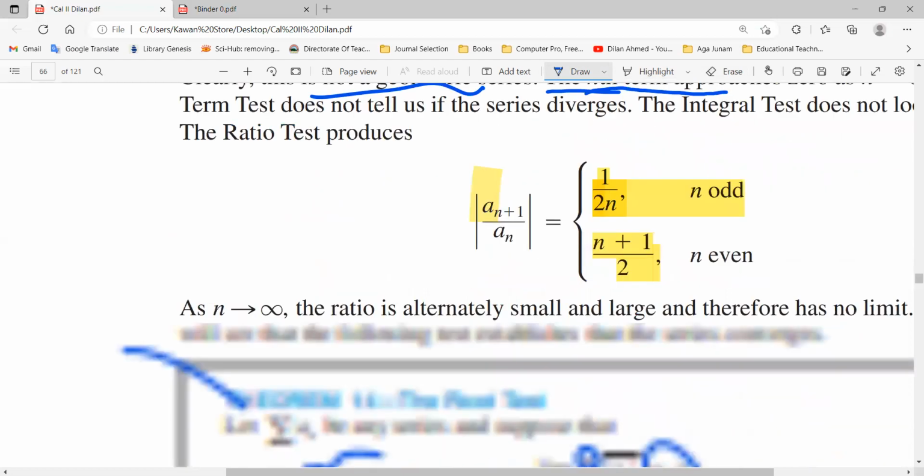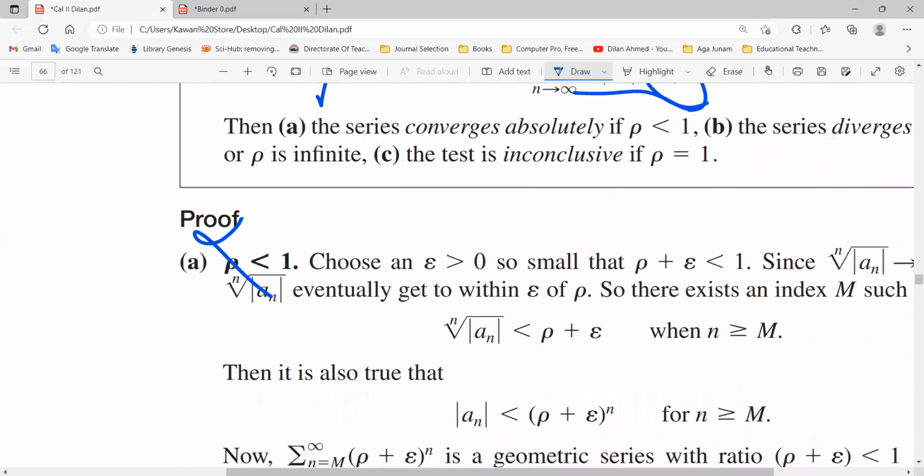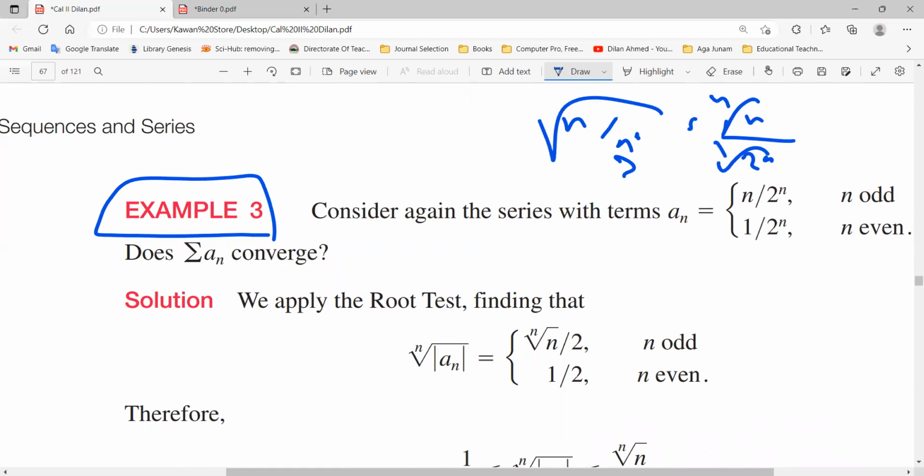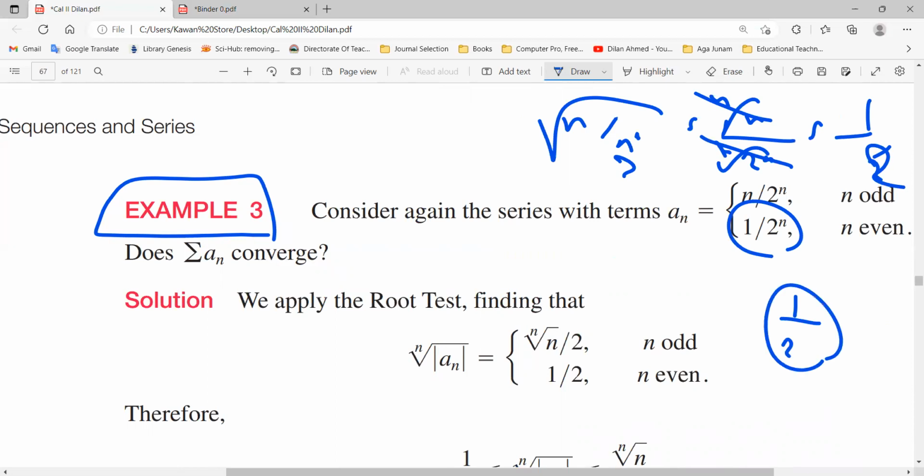So after taking the nth root, look, taking the nth root of here and here, I got 1 over 2, 1 over 2. I know that the nth root of 1 over 2 to the n is equal to 1 over 2. The same thing is true for the other one, I'll get 1 over 2. So I'm going to use what?